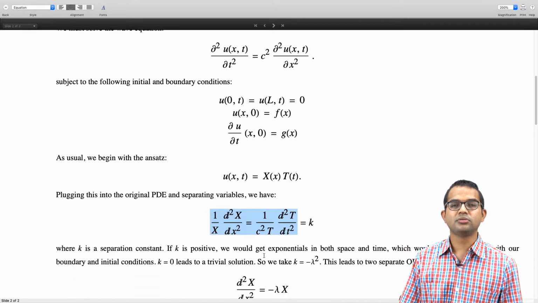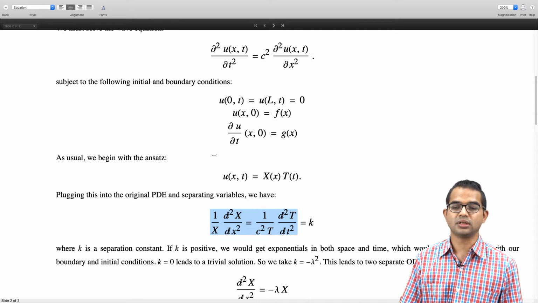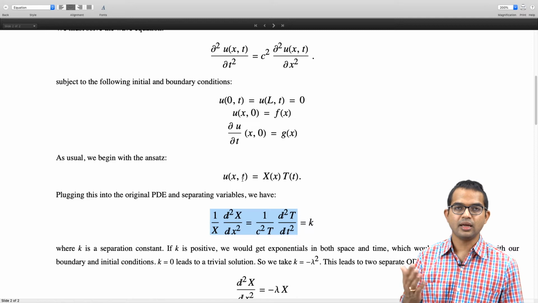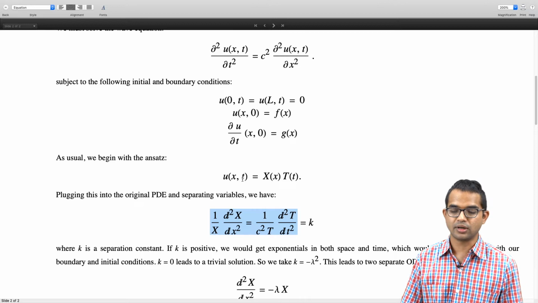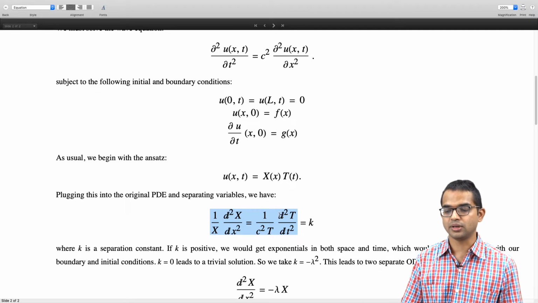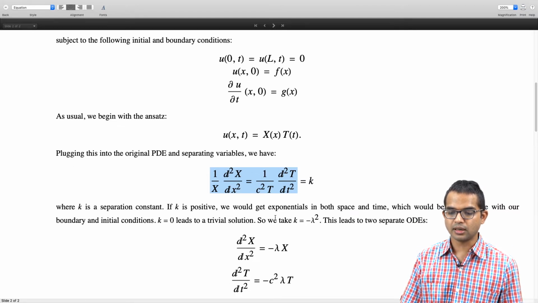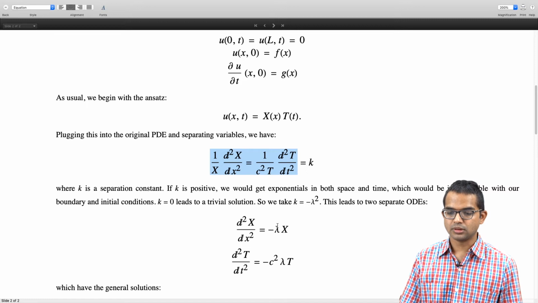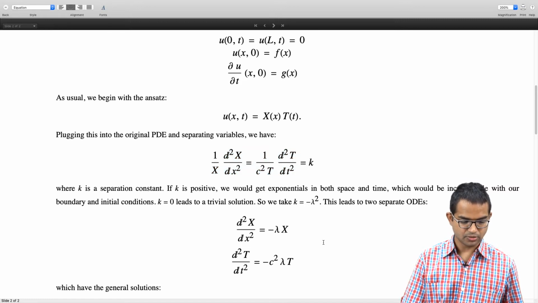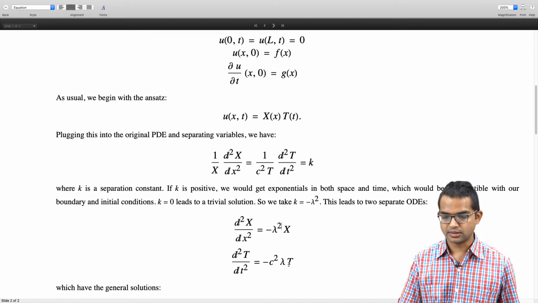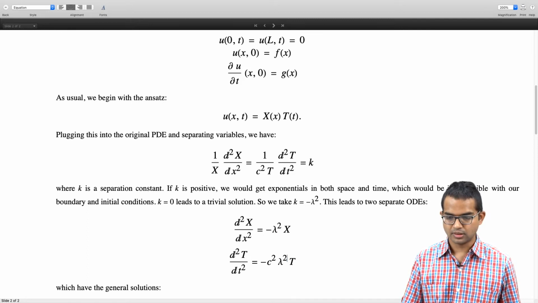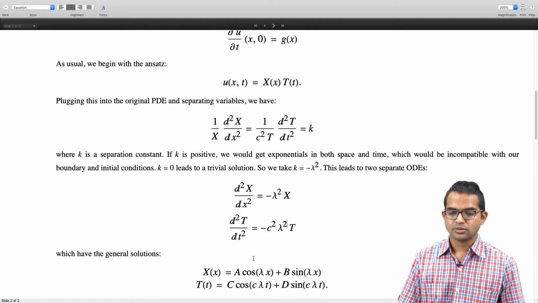Now if k is positive, we would get exponentials in both space and time, which would be incompatible with our boundary conditions, and k equal to 0 will give you a trivial solution, as you can check. So k is a negative number is what is relevant for our boundary condition. So we take k to be minus lambda squared, and this leads to two separate ODEs. So it's lambda squared and minus c squared lambda squared T.